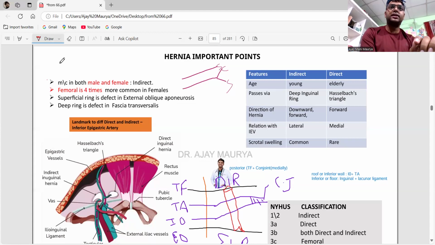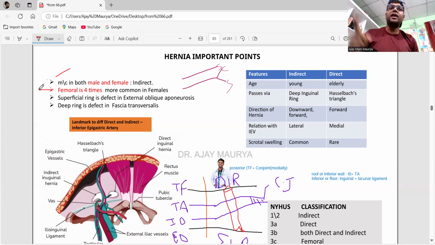That's it. Now see here, they will ask the question: what is the most common hernia in both male and female? What is the most common hernia in male? Indirect. What is the most common hernia in female? Indirect. Both are indirect only. This question was already asked in the INI-SET exam. But most of them mark femoral.